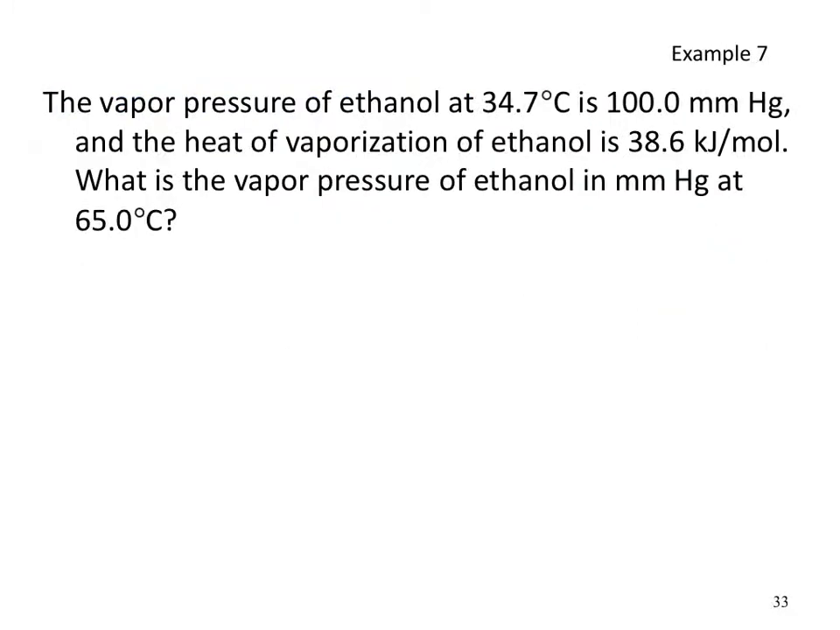Okay, let's go over a problem set here. The question is: the vapor pressure of ethanol at 34.7 degrees Celsius is 100 millimeter mercury. The heat of vaporization is provided as 38.6 kilojoules per mole. What is the vapor pressure of ethanol in millimeter mercury at 65 degrees Celsius? So some information is provided to you and the rest is asked.